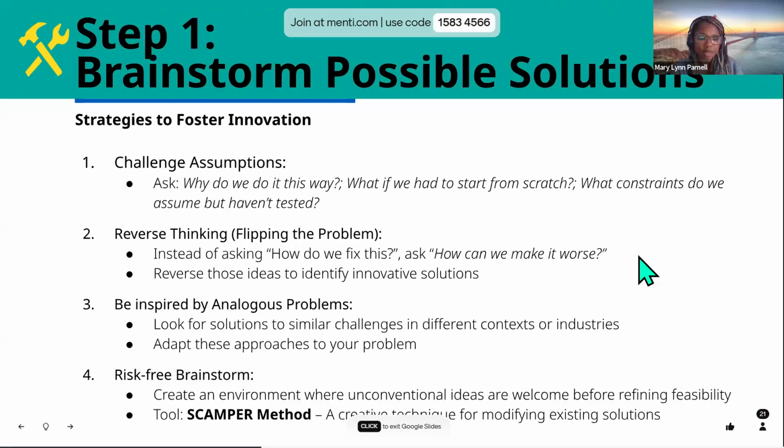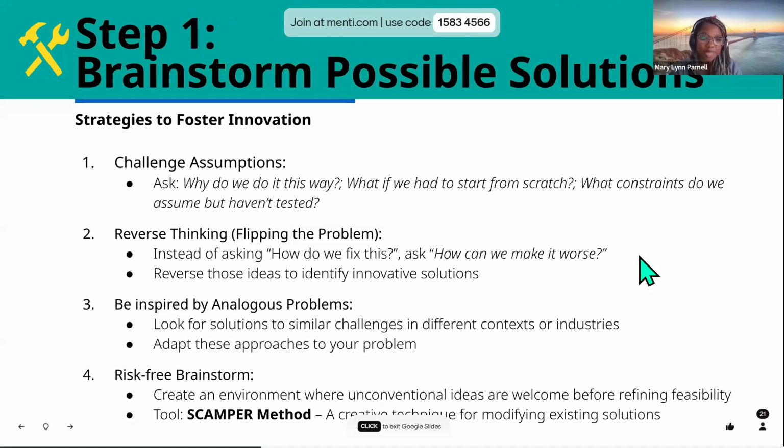The second step would be to reverse our thinking. So flipping the problem. Instead of asking, how do we fix this? Asking, how can we make this worse? And just really getting all those ideas and trying to find innovative solutions. If we can make something worse, if we can break something, then how can we make sure to maintain it and to keep it working?